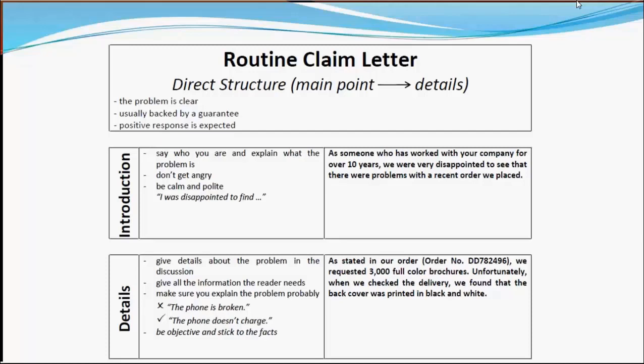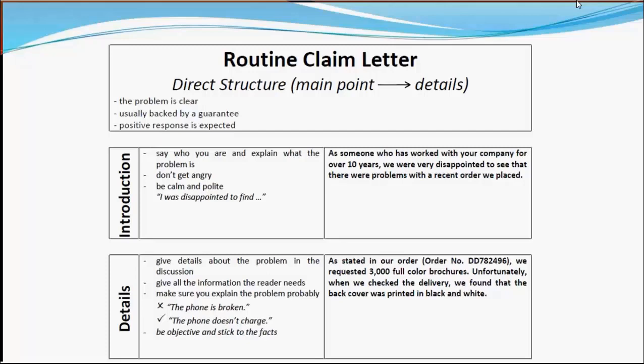Now, the details, you're going to give the details now. As stated in our order, and you give the order number, okay? We requested 3,000 full color brochures. Unfortunately, when we checked the delivery, we found that the back cover was printed in black and white. So they requested full color brochures. They got the back of the brochure in black and white. So he's giving details about the problem in the discussion.